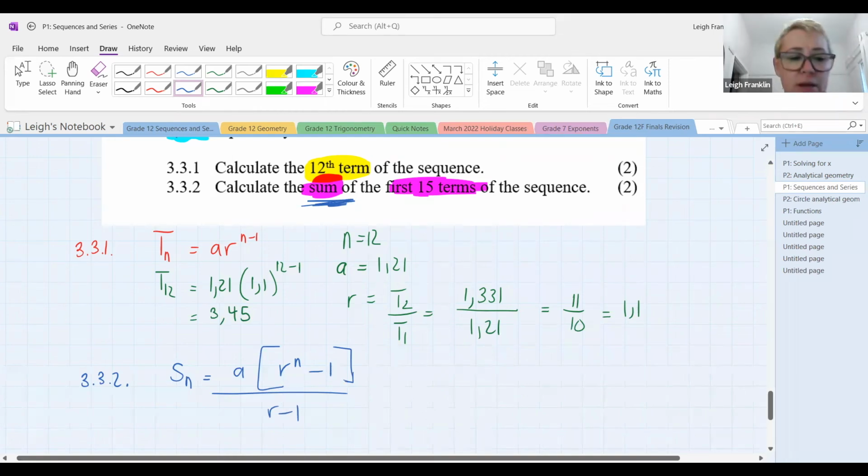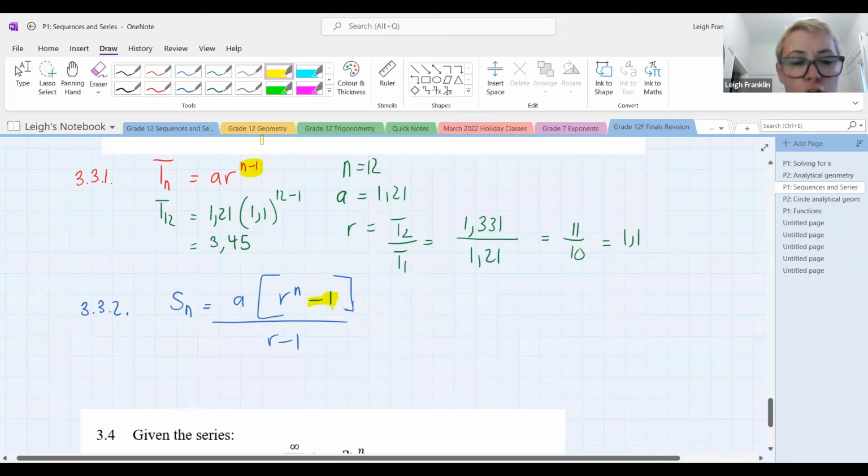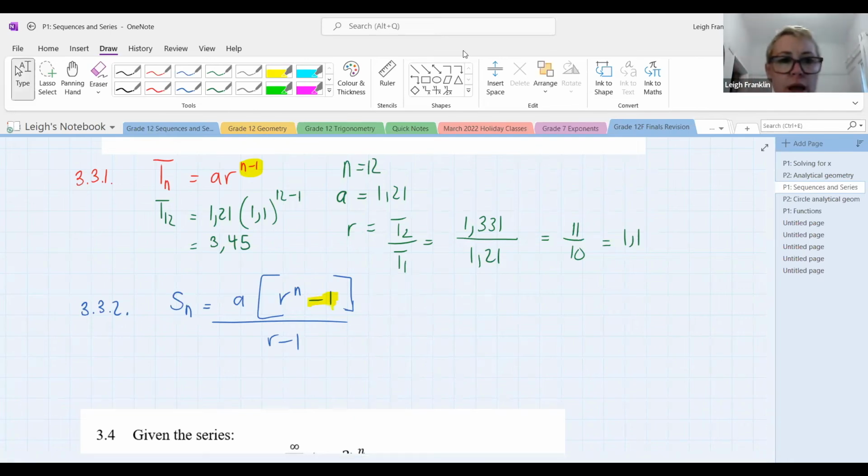And you must be very careful when you write this formula down because it's so easy to get confused. Here, your n minus 1 is in your exponent. Here, the minus 1 is not in the exponent. Okay, it's R to the n, minus 1. Okay. Oh, I see there are a couple of people with hands up. Go for it. Can't see who.